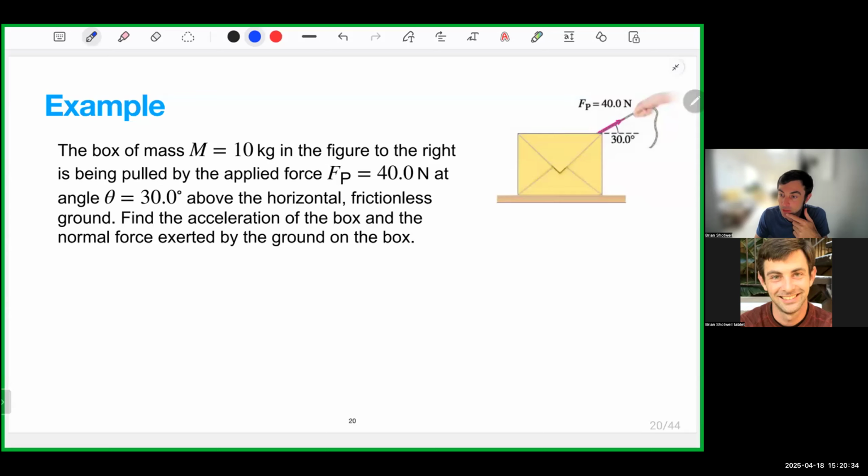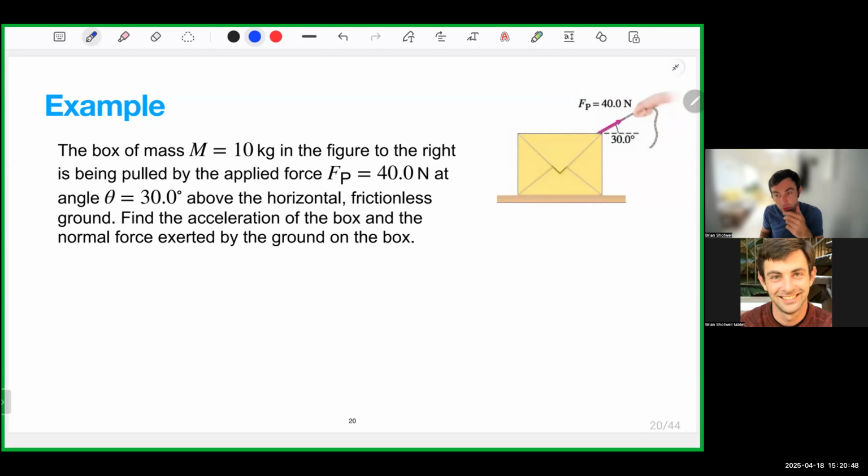Hello, everyone. In this video I'm going to go over some of the examples we didn't have time for in class on Newton's laws of motion. So this is the first problem we skipped. A box of mass m.